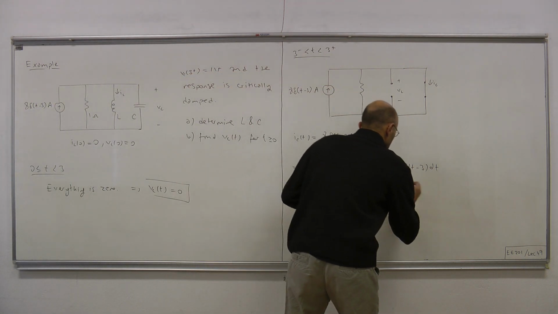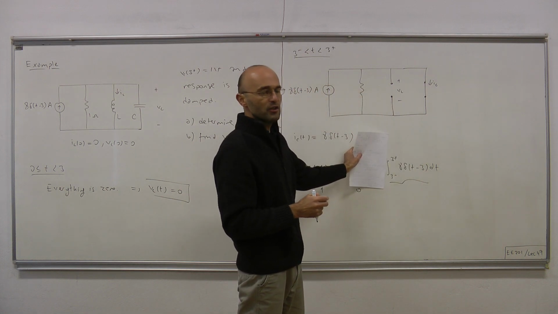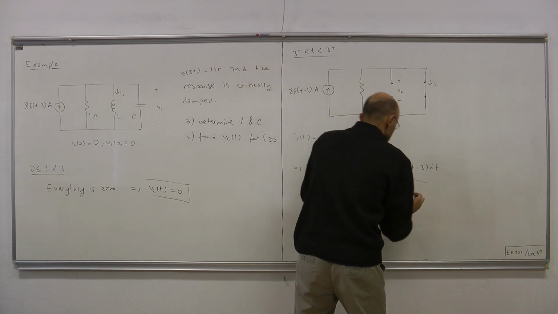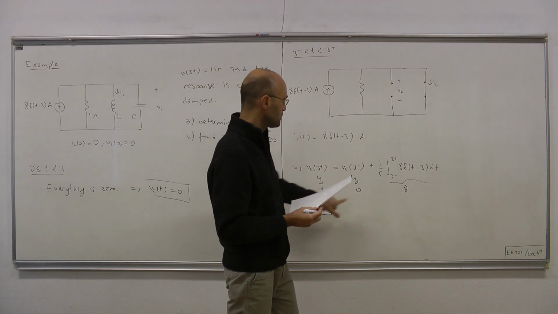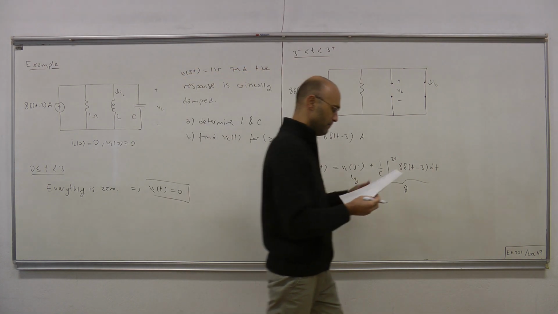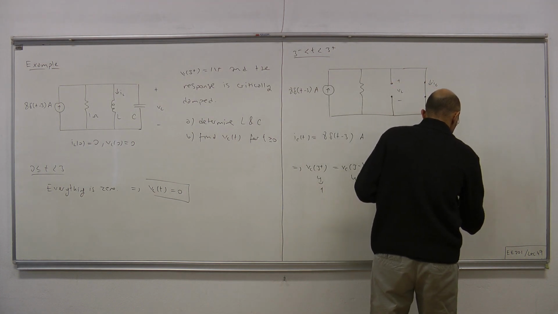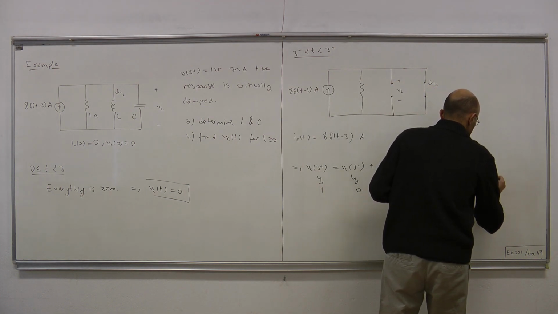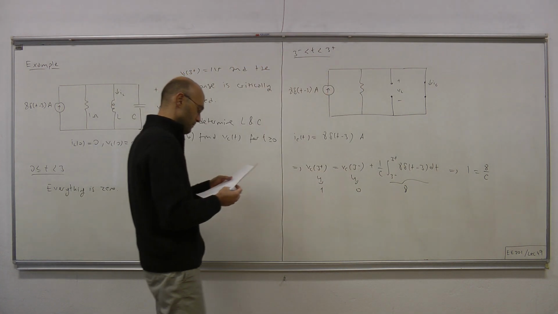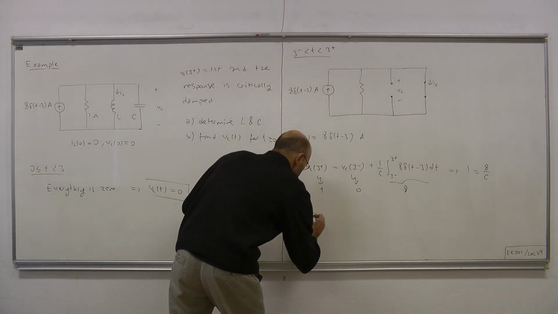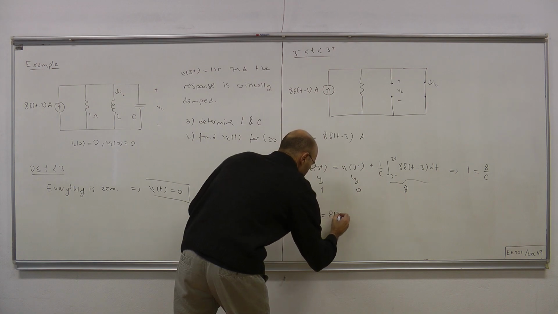And this integral, by the definition of the impulse function, is 8. So what we have is 1 equals 8 over C, which tells us that the capacitance must be 8 farads. Okay, C must be 8 farads.